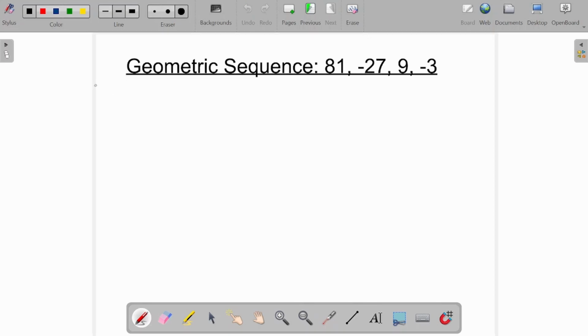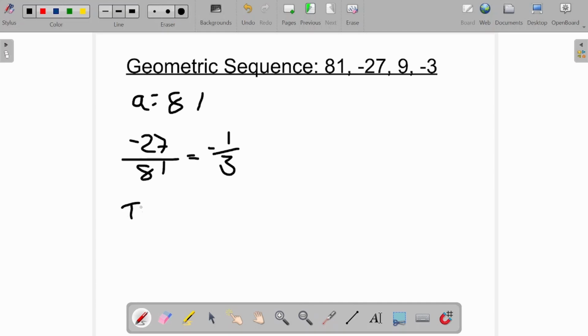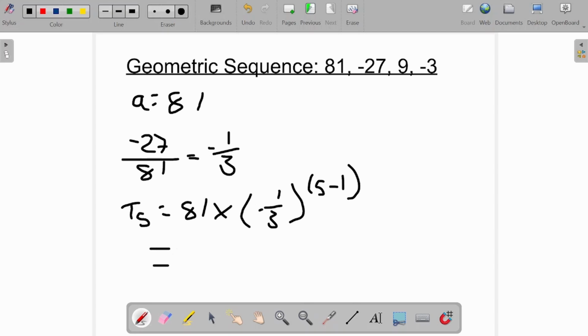So for this geometric sequence, we're asked to find the fifth term. So let's start off by identifying the first term, which is 81. Then we can find the common ratio by doing 27 divided by 81. This should give you the answer of minus a third. Now we can put this into our formula. So it's 81 times minus a third to the power of 5 minus 1. And if you put this in your calculator, you should get that the fifth term is 1.